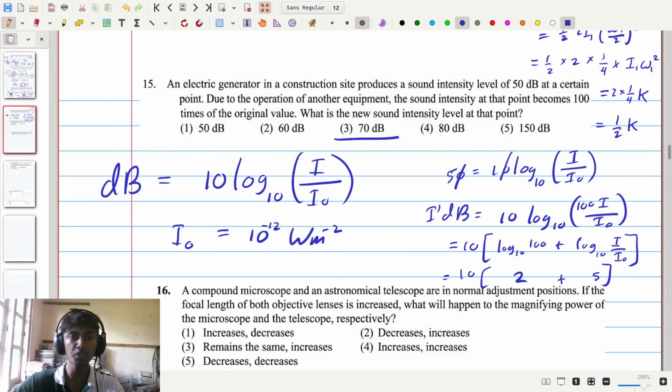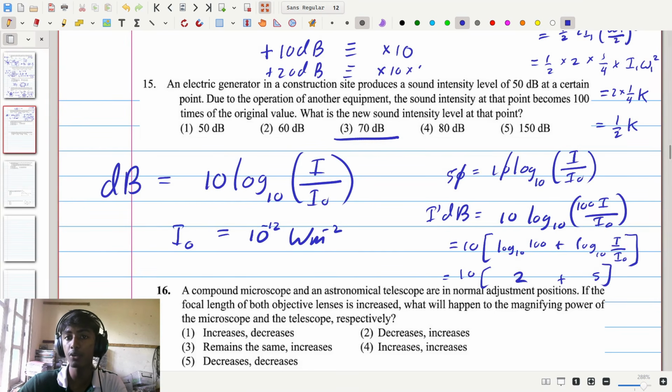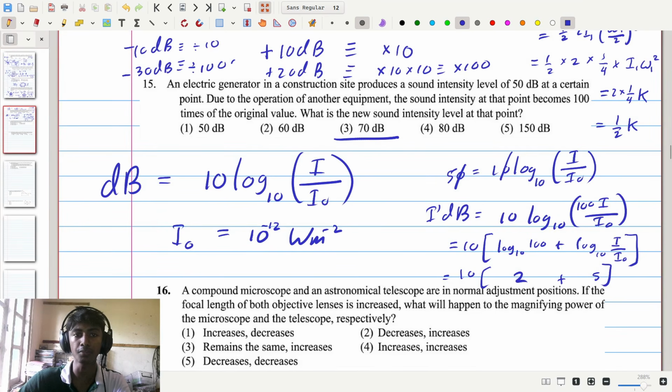Now as a shortcut, you can realize that an increase of 10 decibels corresponds with a multiplication of 10 on intensity. So if you have 20 decibels, which is 2 tens, that corresponds with a multiplication of 2 tens, or a multiplication of 100. Similarly, a subtraction of 10 decibels is equal to a division of 10, and therefore a subtraction of, let's say, 30 decibels is equal to a division of 10 by 3 times, or a division of 1000. Now with that, we are done with question number 15.